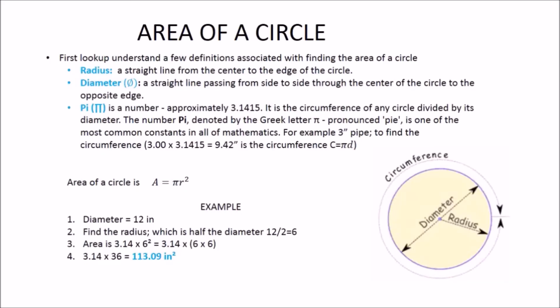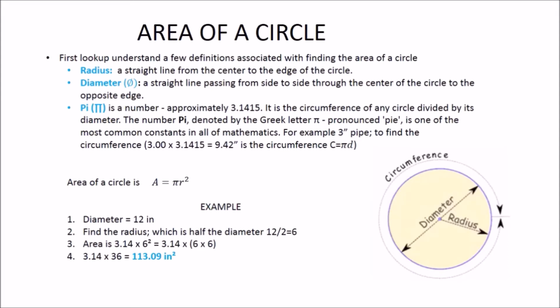Calculating the area of a circle. First, we have to understand some definitions. The radius is a straight line from the center to the edge of the circle. The diameter is a straight line passing from one side through the center to the other side of the circle. Pi is the number that equals approximately 3.145. It is the circumference of any circle divided by its diameter.